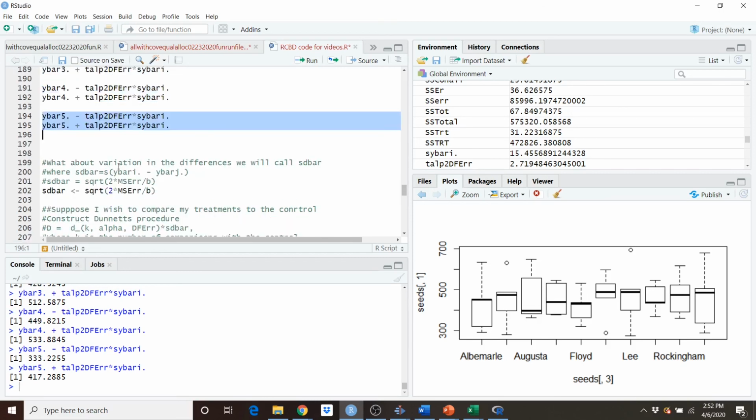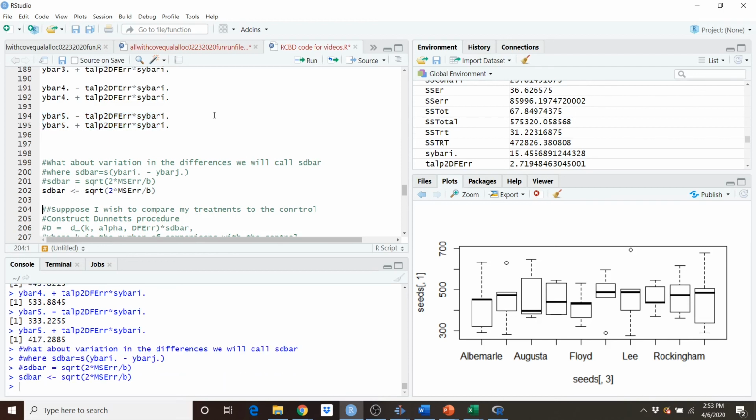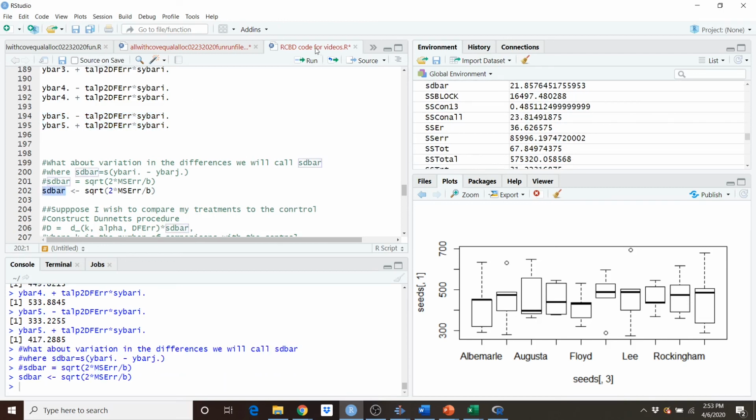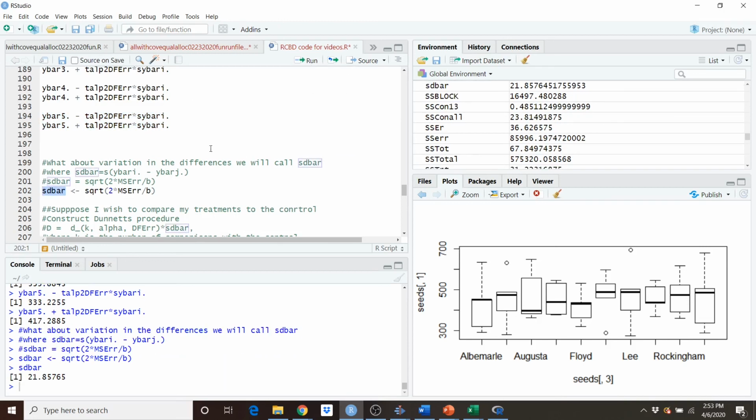Now, let's then suppose that I'd like to look at the variation in the differences. And I'll call this S D bar. Well, that's just the square root of twice the mean square error over B. And so for the standard deviation of our differences in groups, 21.85765. Okay, that's it for now.